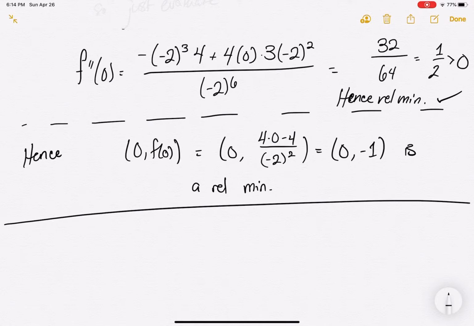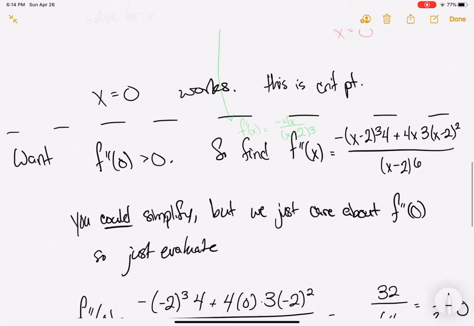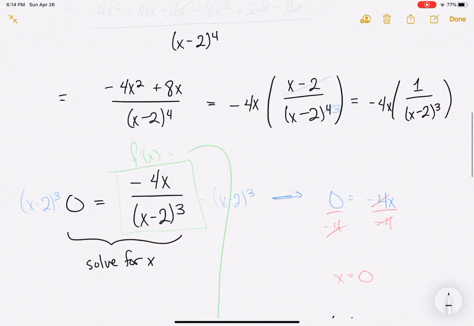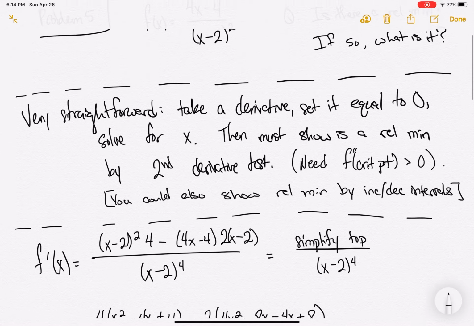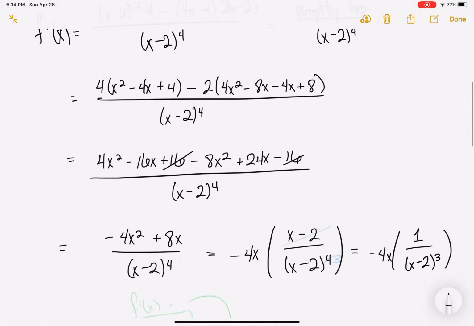There you go. Pretty straightforward. The one on your test is going to be just as straightforward. I don't want to do anything tricky with you guys on this one. I just want to know that you can take two derivatives, use the second derivative test, find relative mins or maxes, depending on what I ask for.